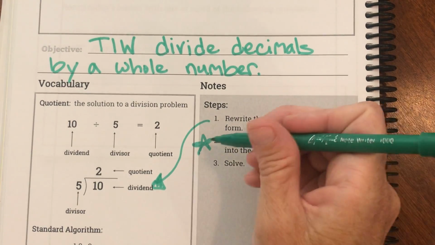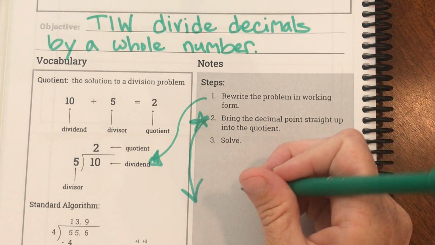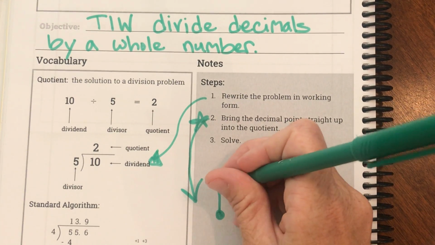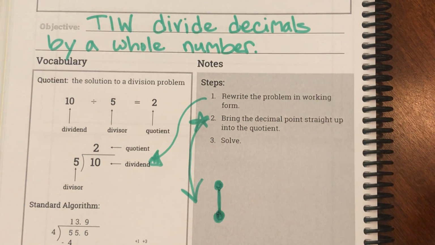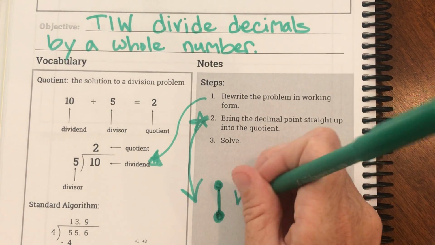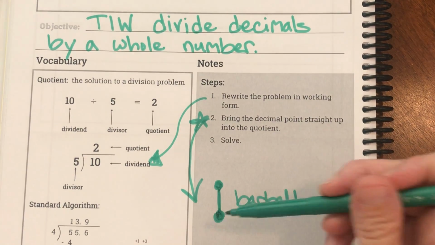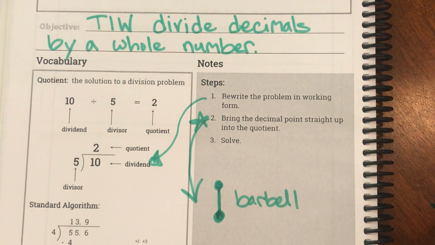Okay, so when I do step 2, I always like to kind of draw this barbell. Some of you, if you were in 5th grade a few years ago, might have heard that, but this is our barbell. That's what I think of when I do step 2. So I'm going to take my decimals straight from my dividend and go right up into my quotient, and then I'm just going to solve.